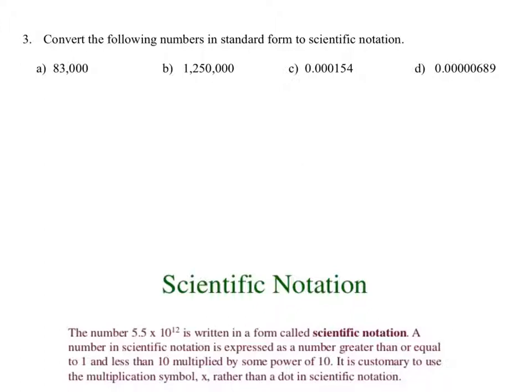To begin with, we start with 83,000. The decimal point would be at the end, and we're going to move the decimal place 1, 2, 3, 4 places until we get to the number 8.3. And then we're going to multiply that by 10 to the 4th power. 10 to the 4th power is 10,000. So 8.3 times 10,000 is 83,000.